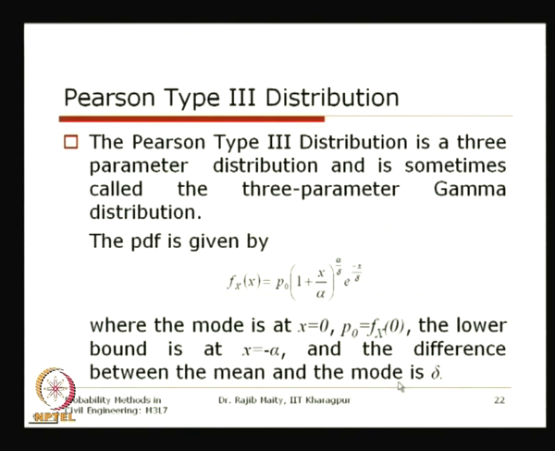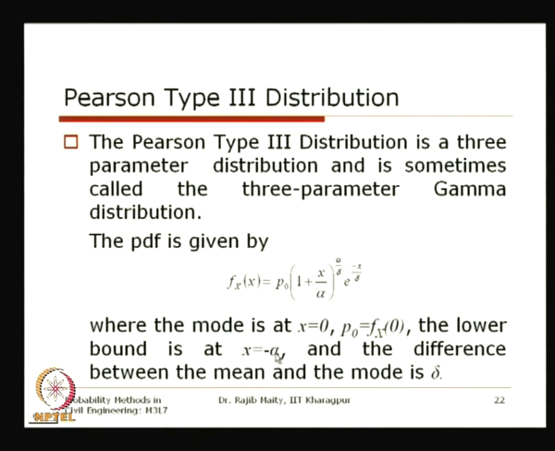But for the gamma distribution, the difference between the mean and mode is not specified. For the Pearson type 3 distribution, the mean and mode differ by delta, which is a parameter of this distribution. In the gamma distribution, we have discussed that the lower bound is at 0. Here we do not want to keep the lower bound at any specific point, so it is also controlled by another parameter, which is minus alpha.